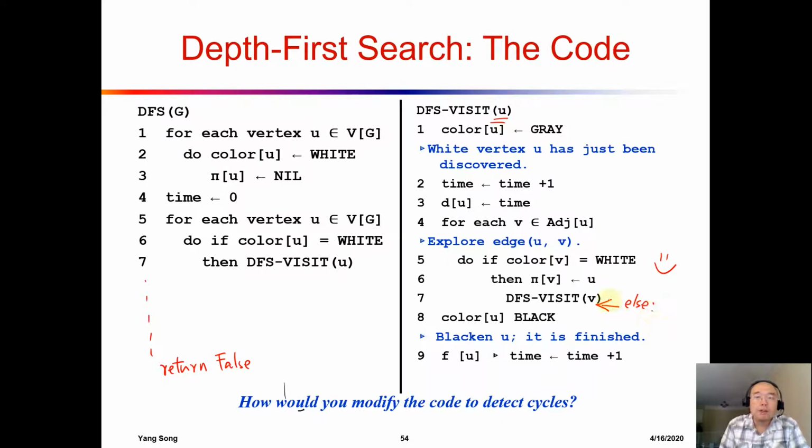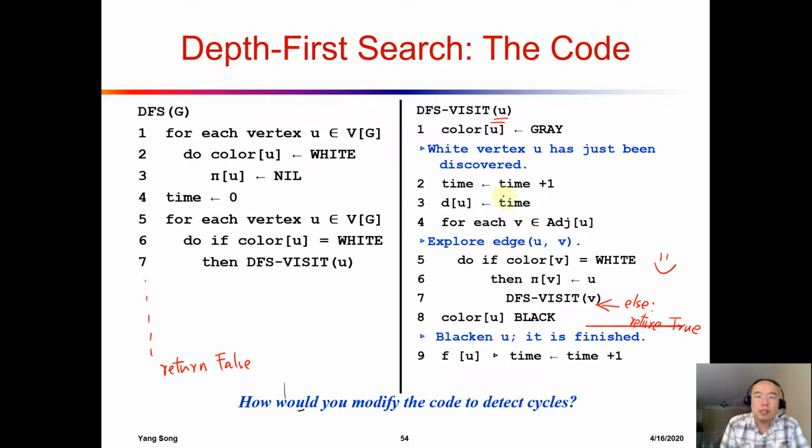So if the vertex V has a color other than white, it can be black or gray, then what do we do? I want to return true immediately, saying there is a cycle. This is a very quick solution to find the cycles.